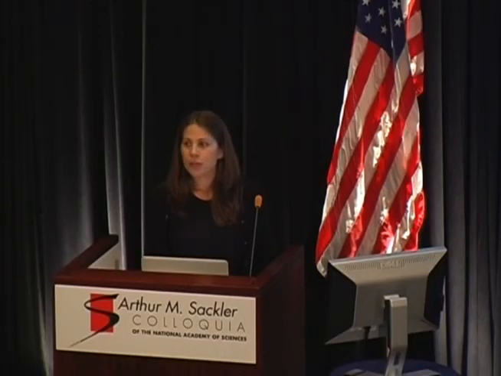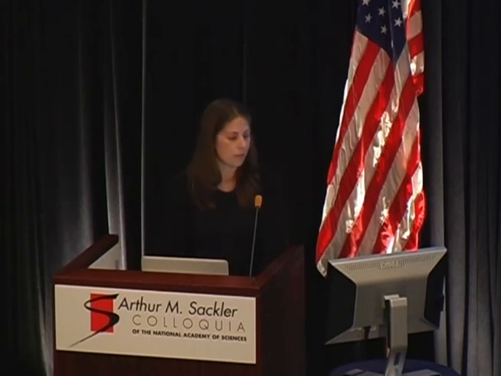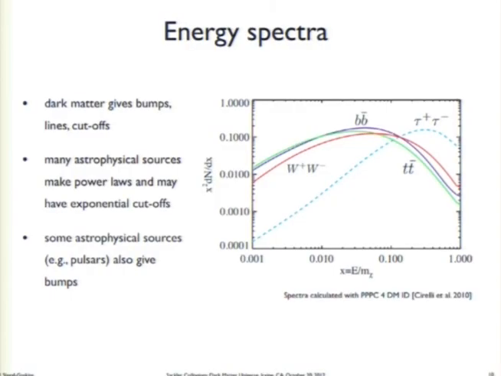So I realize I'm talking to a diverse audience. I just want to point out in very broad terms what we expect for signal and background energy spectra. Stefan already showed, I think, a similar plot showing what the energy spectra of different dark matter candidates will look like. To really boil it down, dark matter tends to give bumps, lines, which would be exciting, and cutoffs. Many astrophysical sources make power laws, and they may have exponential cutoffs.